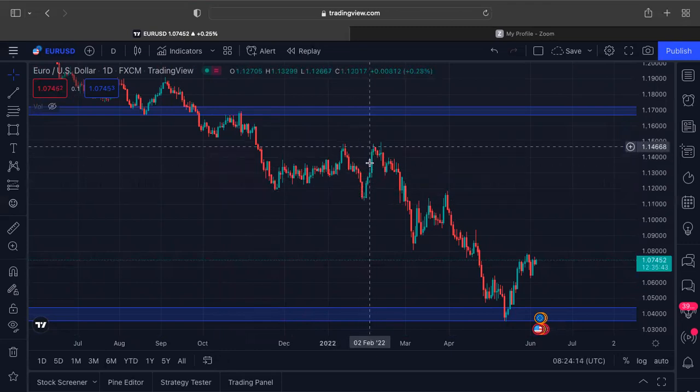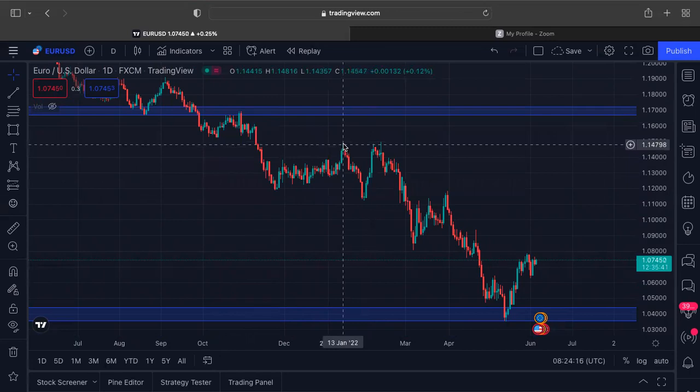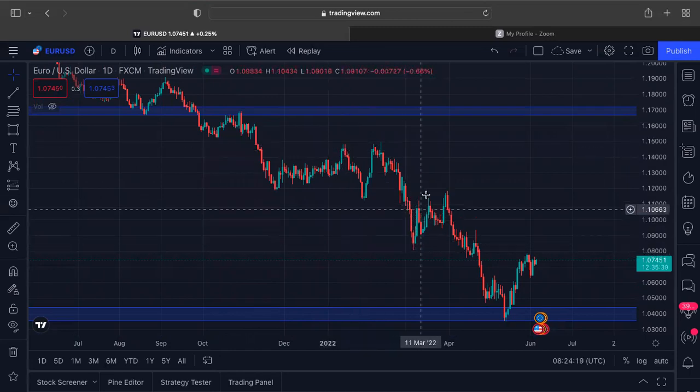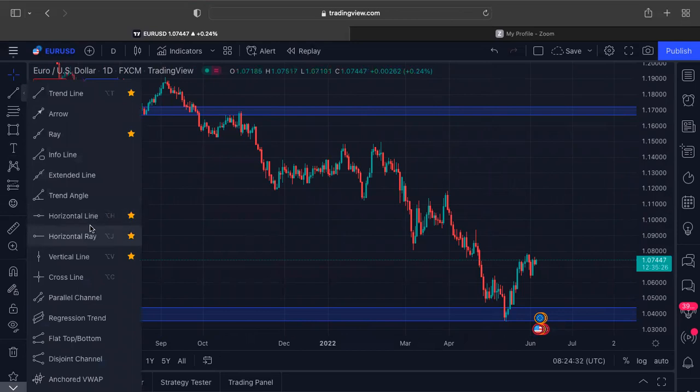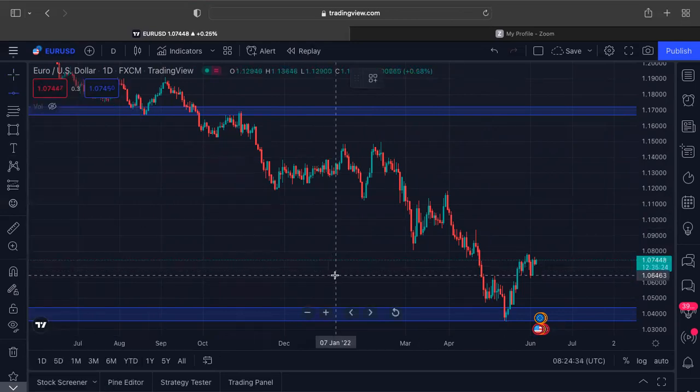This is not a lower high. So this is still lower high, lower low, lower high, lower low. So this is the last valid lower high. So I'll just put a line there for our last valid lower high at this point.